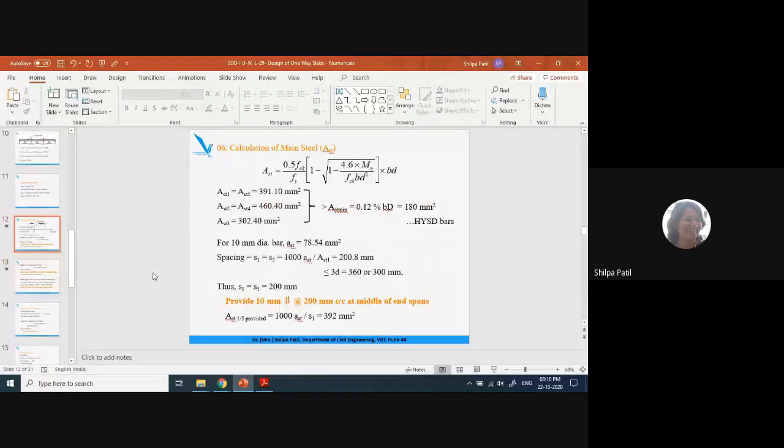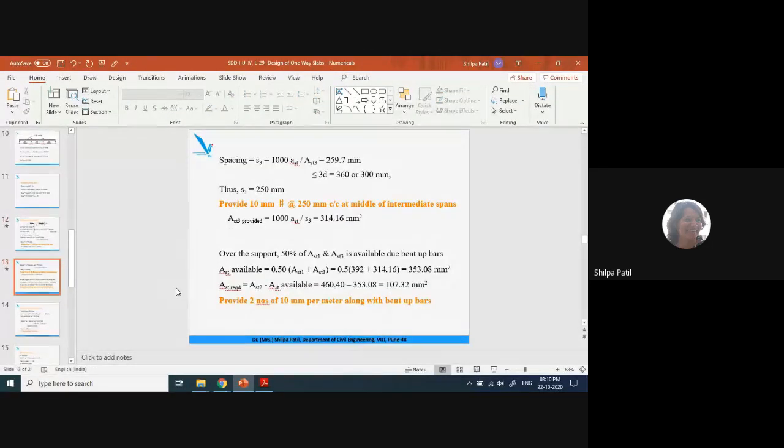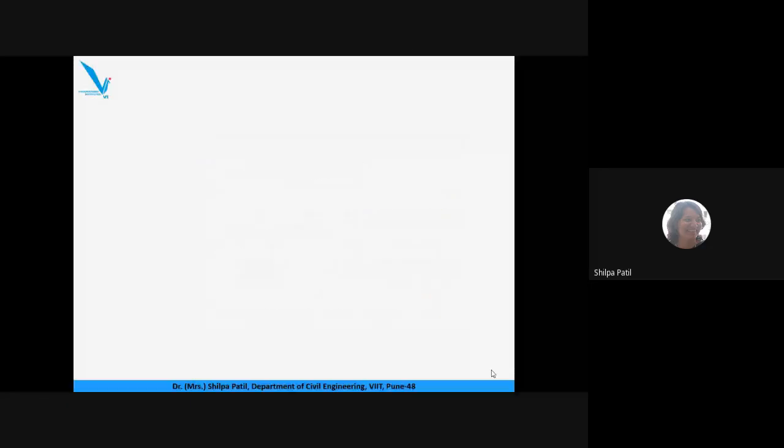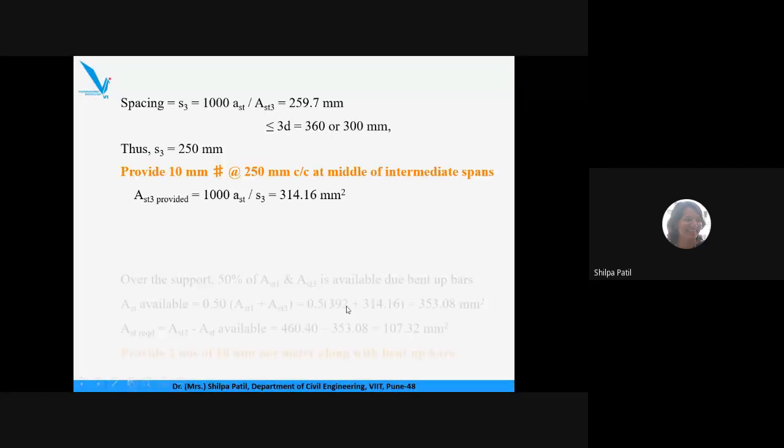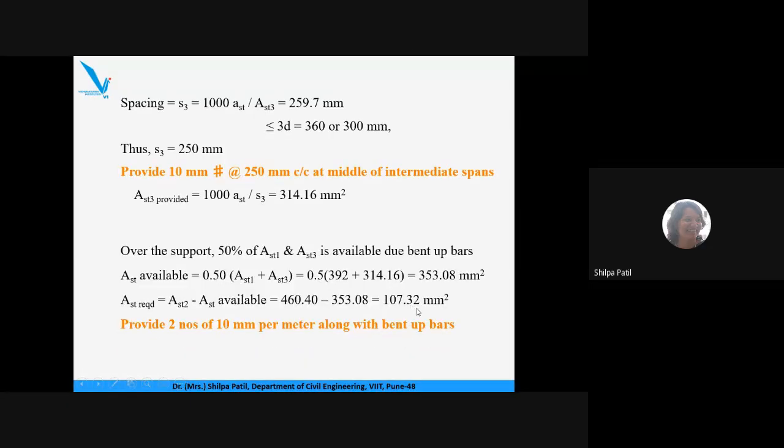460 point, what is the value? 40. Okay, so 460 minus 353, the additional area required is 107.32. So 2 more bars are required to take care of this area.